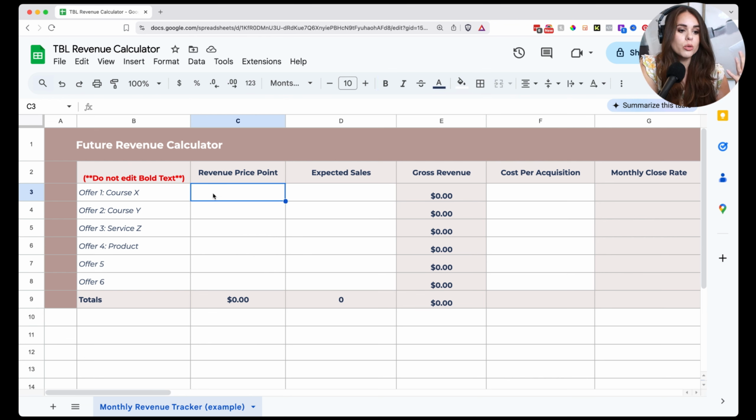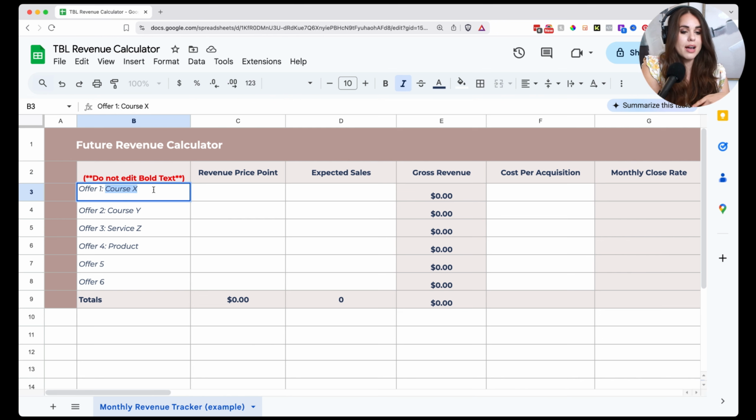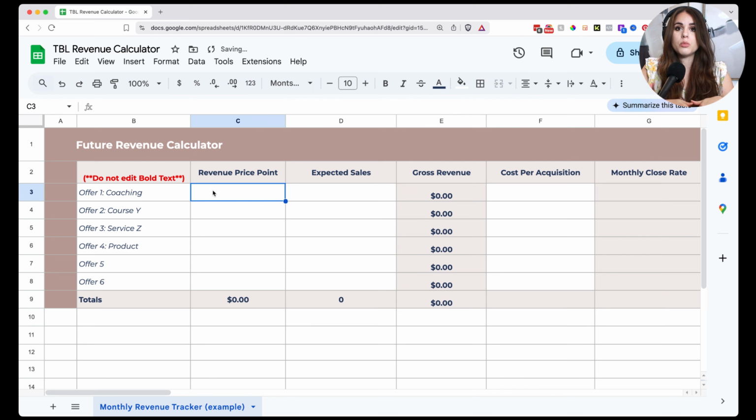Because this is future revenue, the first thing you want to do is outline your offers. And we start by figuring out what that price point is. So let's say that you have a course or you have a service or you have a digital product. You want to title it here. And I'm going to start by adding here coaching. Now, you might have multiple services and multiple tiers and multiple packages. That's totally fine. What I want you to think about is what is the average that you are charging for any individual course or any individual service.